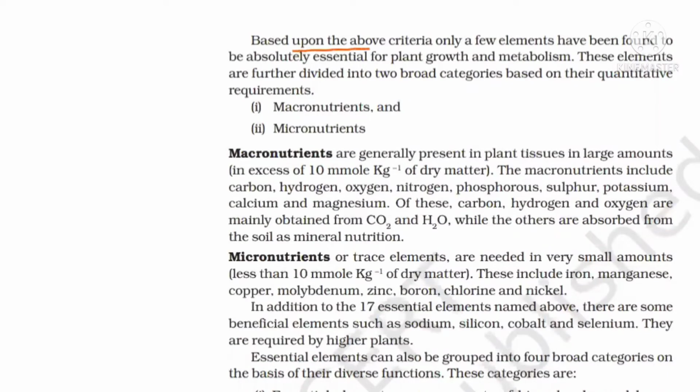Now, based upon these criteria, only a few elements have been found to be essential. Is it clear? They are divided into two categories based on their requirement: macronutrients and micronutrients. Macro means they are present in plant tissue in large amounts, more than 10 millimole per kg of dry matter. Micronutrients are also known as trace elements. Please remember, this is again a question area. Micronutrients are required in small amounts, less than 10 millimole per kg.